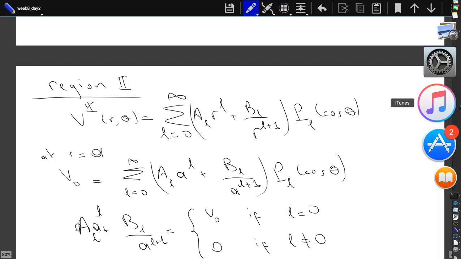If L is equal to 0, the Legendre polynomial is just 1. It doesn't have any theta dependence. So he said that this has to be 0 if L is different than 0, and this coefficient has to be equal to V0 if L is equal to 0, because only the L equal to 0 term is non-zero in this sum. And the L equal to 0 term is just this one with L equal to 0, because P0 is 1. So it has to be equal to V0.